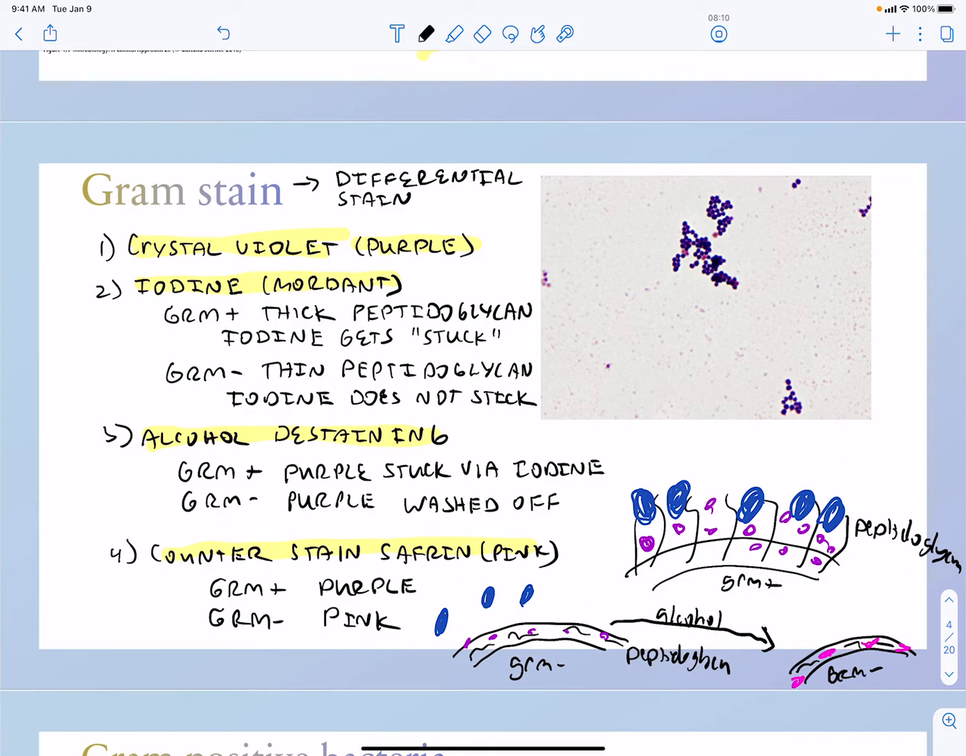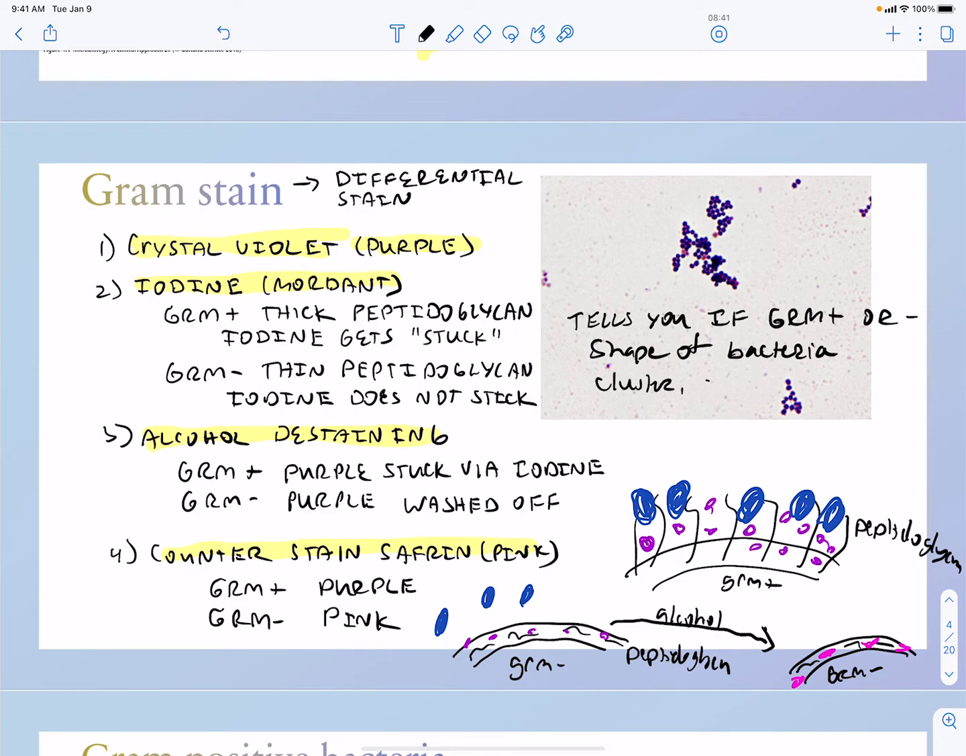So when you look at this picture, they look purple, and if you had a higher magnification, these might be cocci. They could be a coccobacillus as well. You can't really tell at this magnification. But what can a gram stain tell you? A gram stain tells you if it's gram-positive or negative, the shape of the bacteria, and some other properties, whether it's clusters, a diplococcus, etc. A gram stain cannot tell you the type of bacteria.